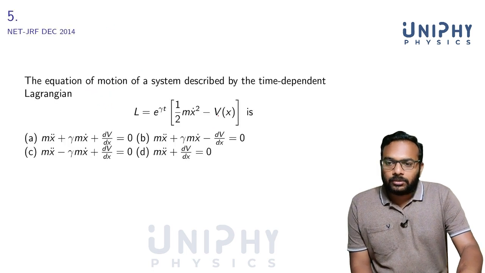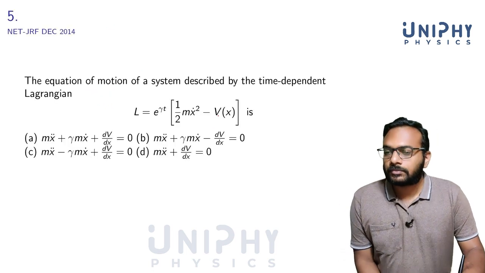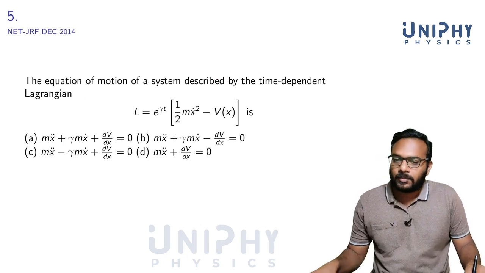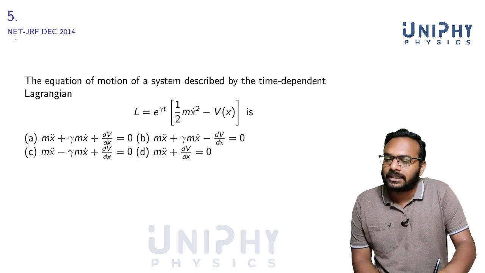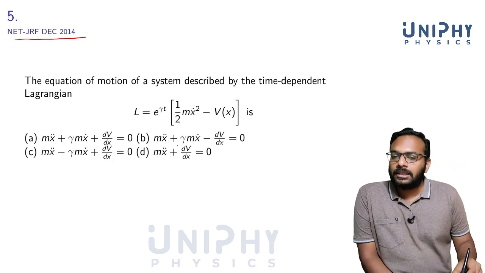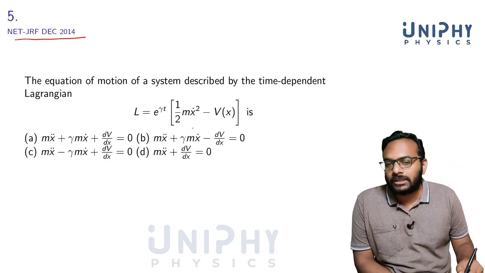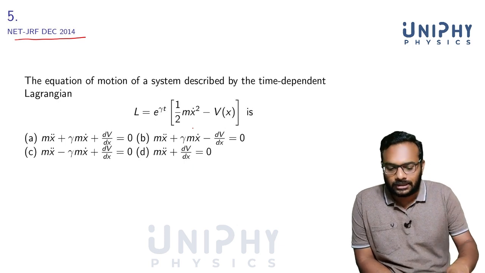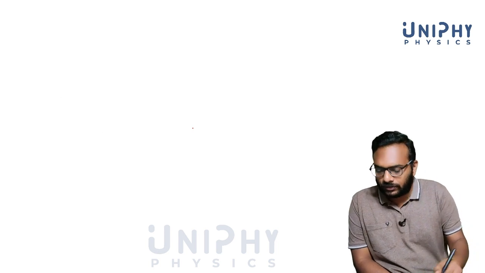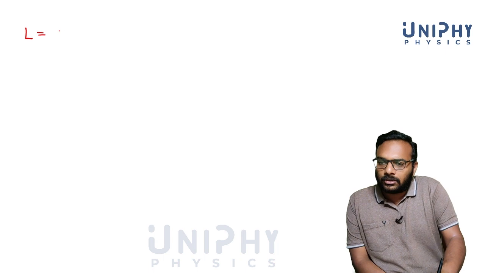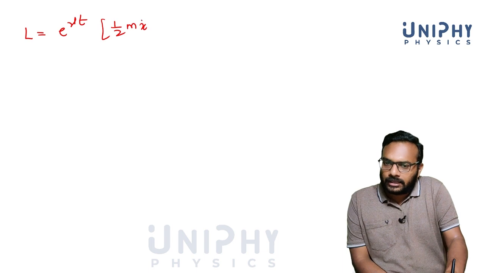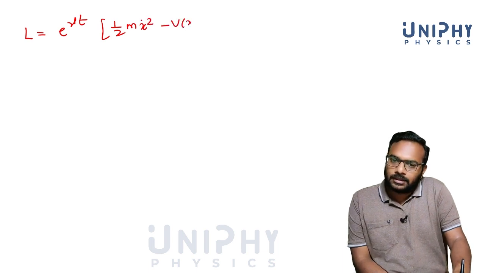I think we'll quickly do one more problem or two more. The equation of motion of a system is described by the time dependent Lagrangian. These are previous NET questions. This was asked for the NET JRF exam in December 2014. So the Lagrangian is given, and you are asked to find the equations of motion. It's easy, you just do the mechanical calculations. It's not very difficult, you just have to be a bit careful. Such easy problems are also asked. L equals e raised to gamma t times half m x dot square minus V of x.